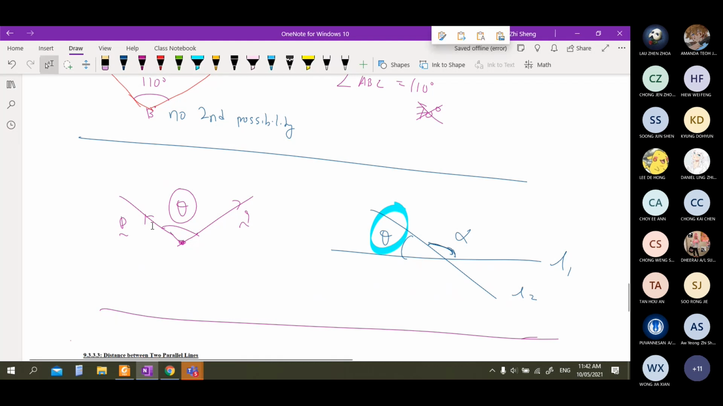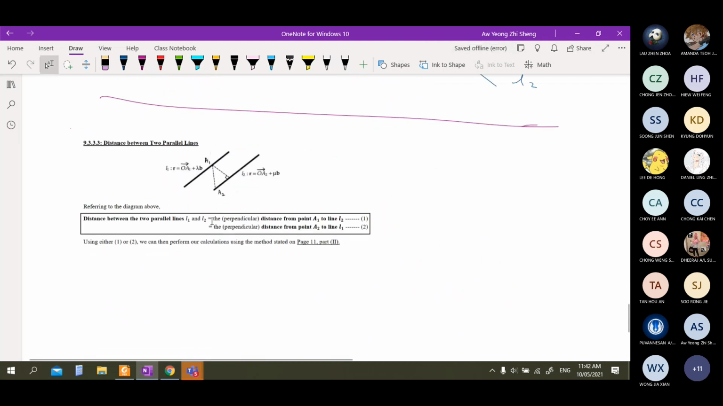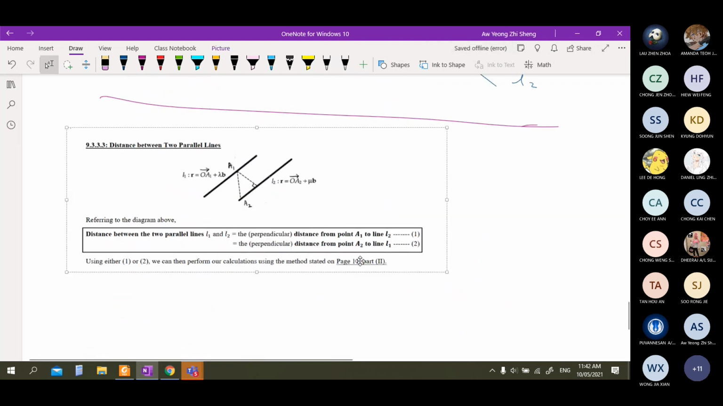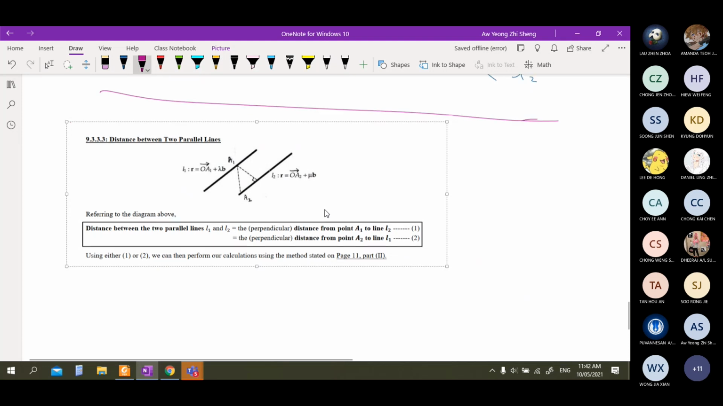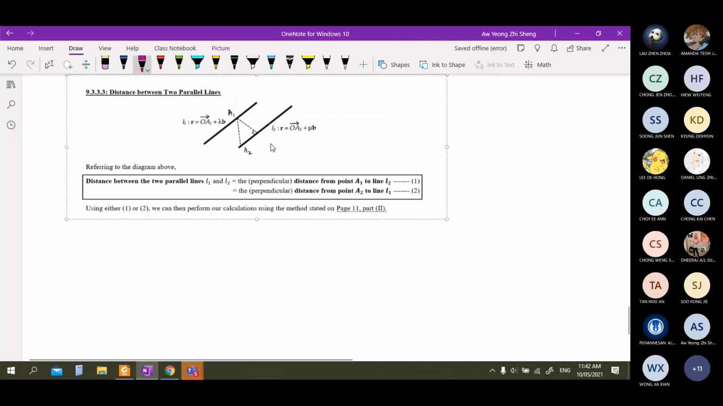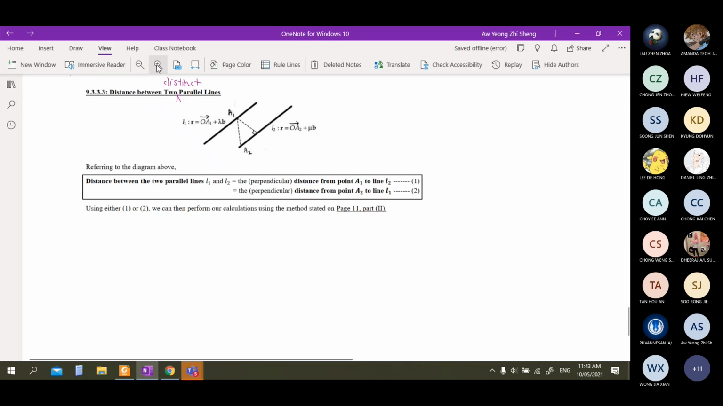Next is distance between two parallel lines. So in the diagram above, you see you have two parallel lines. Of course, it only makes sense to ask for the distance when there are two separate parallel lines. This one is, of course, two distinct parallel lines. If the lines are overlapping, then it doesn't make sense to find distance between them. Okay, so this must be distance between two distinct parallel lines.